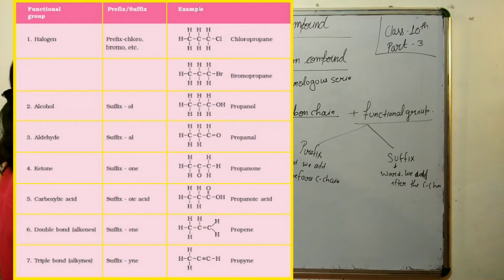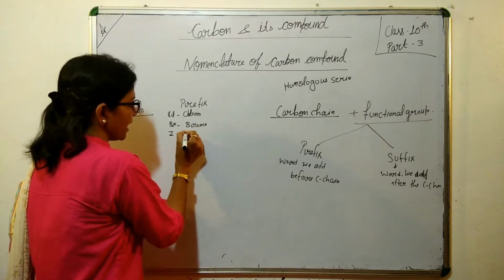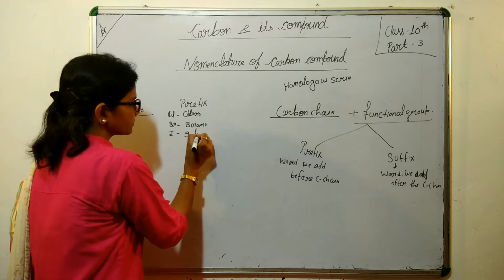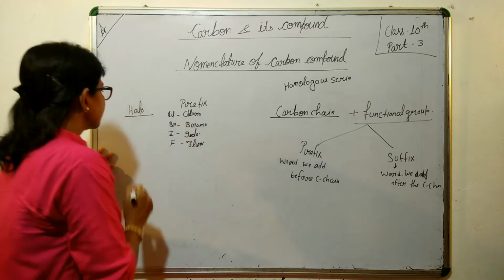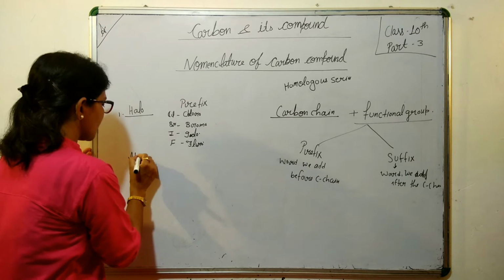At first it is halo. Halo means the functional group is either chlorine, bromine, iodine or fluorine, whatever it can be, and it is a prefix. What prefix do we add? If it is chlorine, then we add chloro. If it is bromine, then we add the prefix bromo. In exactly the same way, if it is iodine, we add iodo. If it is fluorine, we add fluoro. Then the second one is alcohol.